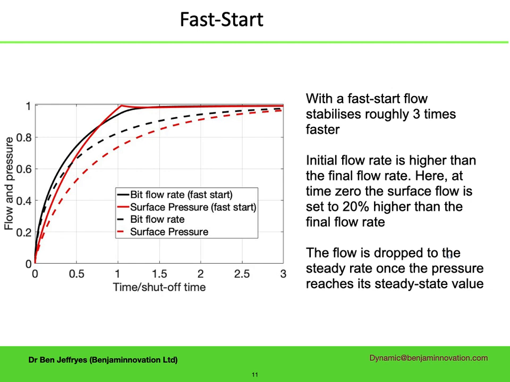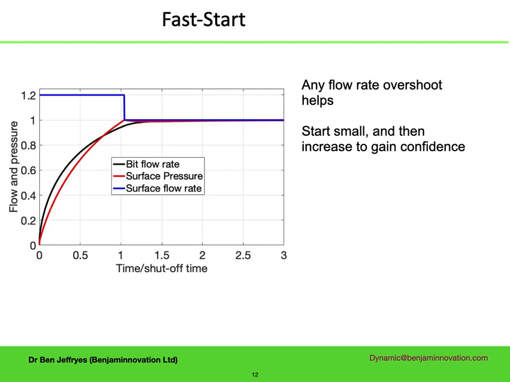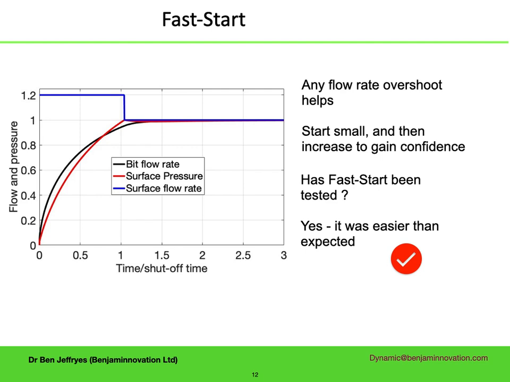The trick is to drop down to the steady state drilling flow rate once the pressure hits the value it will have at steady state, which is known from the previous stand's drilling. Here you see the surface and bit flow rates, together with the surface pressure. Any flow rate overshoot helps, and rig crews may be nervous about using high flow rates, so start small and see that the pressure never gets too high. When I first came up with this method, I thought some calculation and possibly automation would be needed. But it has been tested and turned out to be easier than expected. Just watch the pressure dial and drop the flow when the pressure hits the mark.